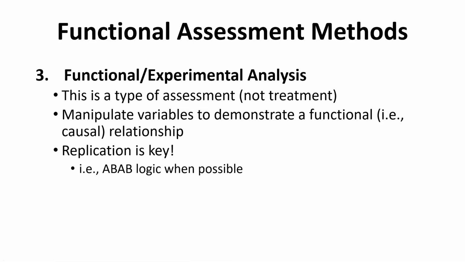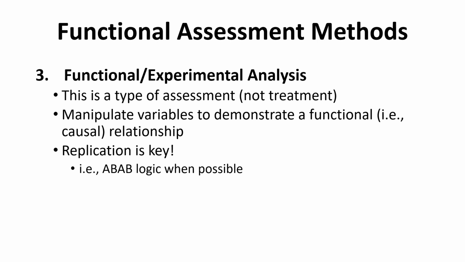The next thing that we want to consider is the fact that all of our assessments that we've just talked about show us potential antecedents, behaviors, and consequences. But what we're getting out of that information is really just correlational data. We don't have any indication of a functional relationship. We don't know that a particular antecedent situation is leading to that behavior occurring. We just know that they tend to occur close together in time.